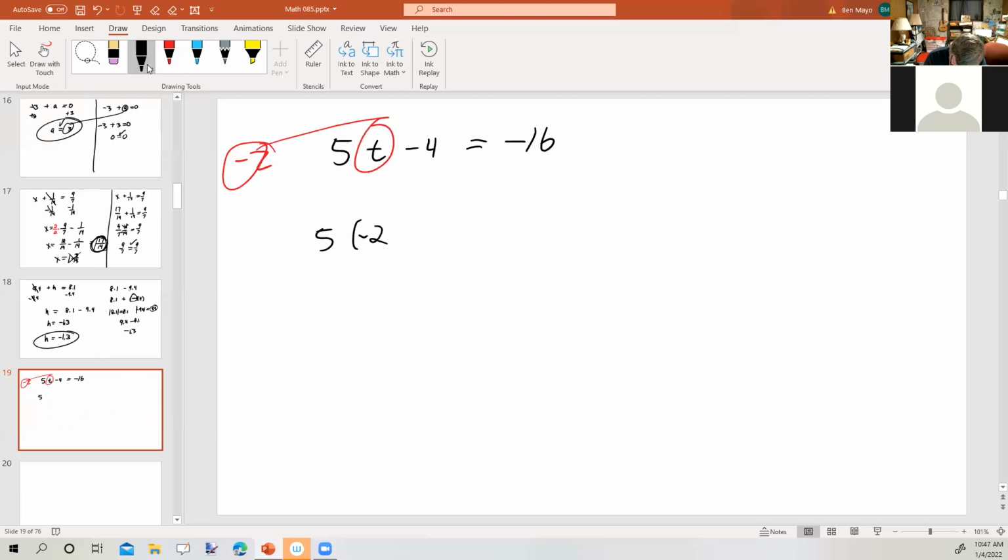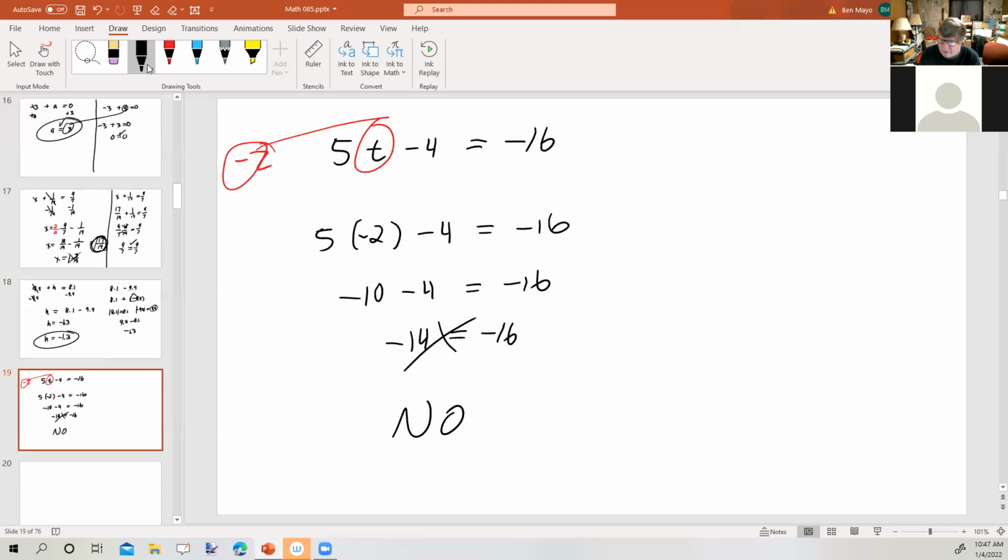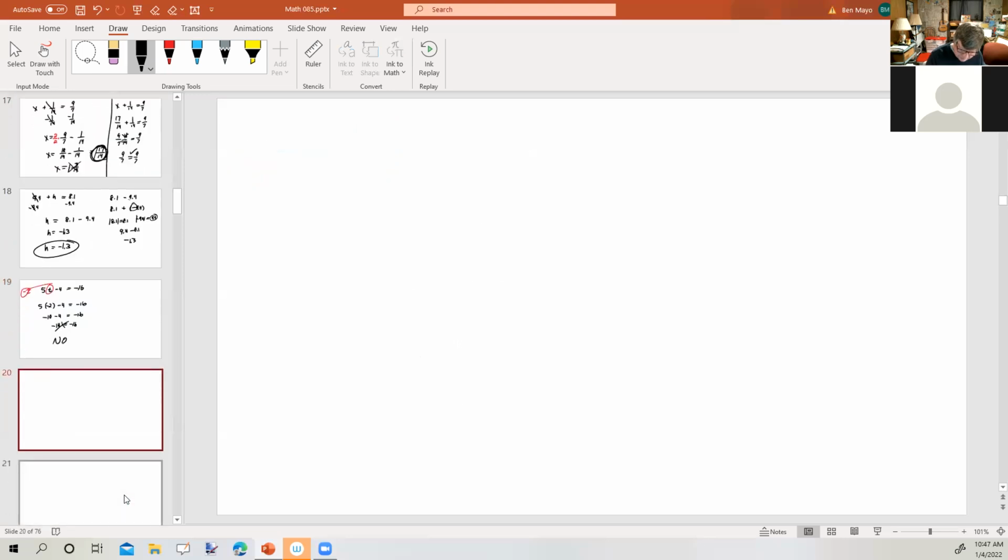So 5 times negative 2 minus 4 equals negative 16. Negative 10 minus 4 equals negative 16. Negative 14 equals negative 16. That is not true. So no, negative 2 is not a solution of that equation. So this is just sort of a checking your work.